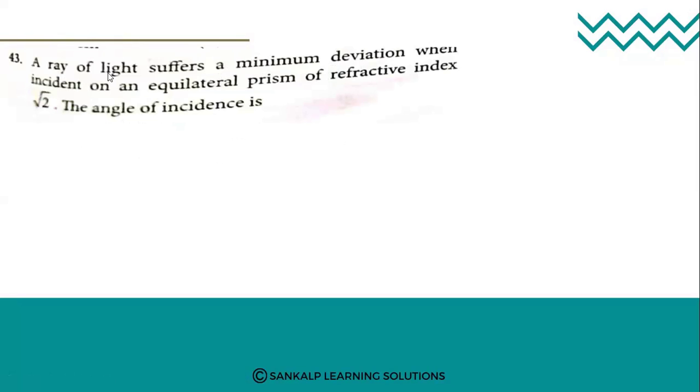See the next question. A ray of light suffers a minimum deviation when incident on an equilateral prism of refractive index root 2. The angle of incidence is, so what is the value of the angle of incidence? So if you remember the derivation for the prism formula, there we will get one step which gives the relation between the refractive index, angle of incidence and the angle of minimum deviation. So by using that we can calculate.